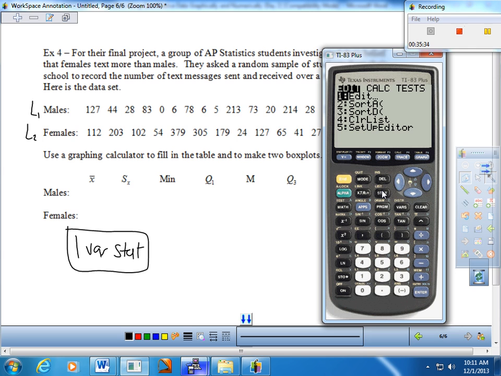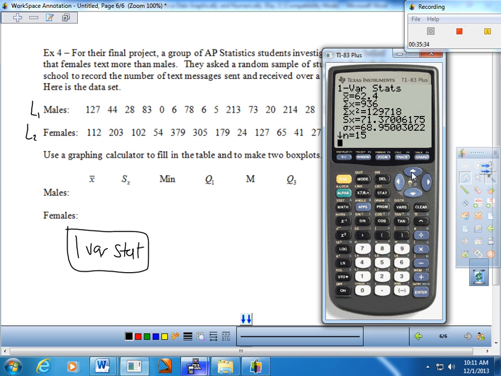So first thing I'm going to do here is stat, move it over to calc, and do a one variable stat. This will give me the list 1, and so hopefully that works for us here. I've got my mean, standard deviation, and the 5-number summary. So guys, let's take a moment and put this in place if we could. It's all pretty much right there.